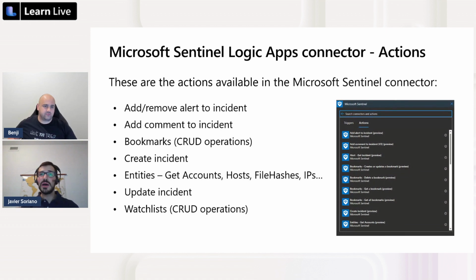Cool. So let's talk now about the different actions that are available in the Microsoft Sentinel Logic App connector. You see here on the right a screenshot with just a bunch of them, because the list is quite long. Here we try to summarize them. We have the option to add an alert or remove an alert from an incident. We can add comments to an incident to provide more information to the analyst. We can create, update, or delete bookmarks. Bookmarks are used to capture additional evidence that you can attach to an incident.